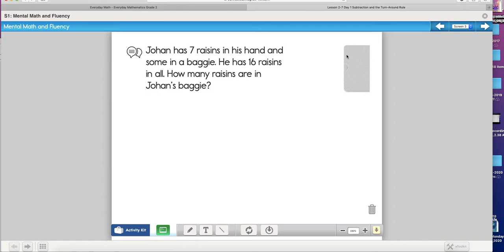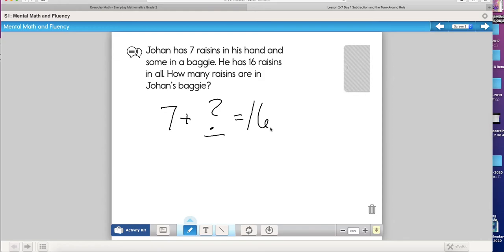Alina? Not 8. Zayden. 9. Zayden, how did you figure that out? I know because if you would get 7 and I counted. So you started at the 7. And then what did you do? I counted until I got to 16. So you counted up a mystery number again, right? Yeah. Until you got to 16 because you knew you had 16 in all. So you just had to figure out how many were in that bag.